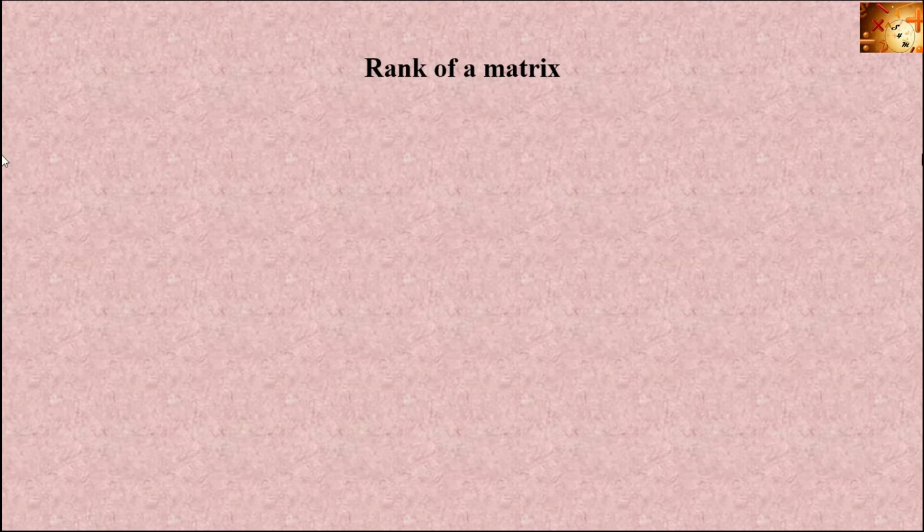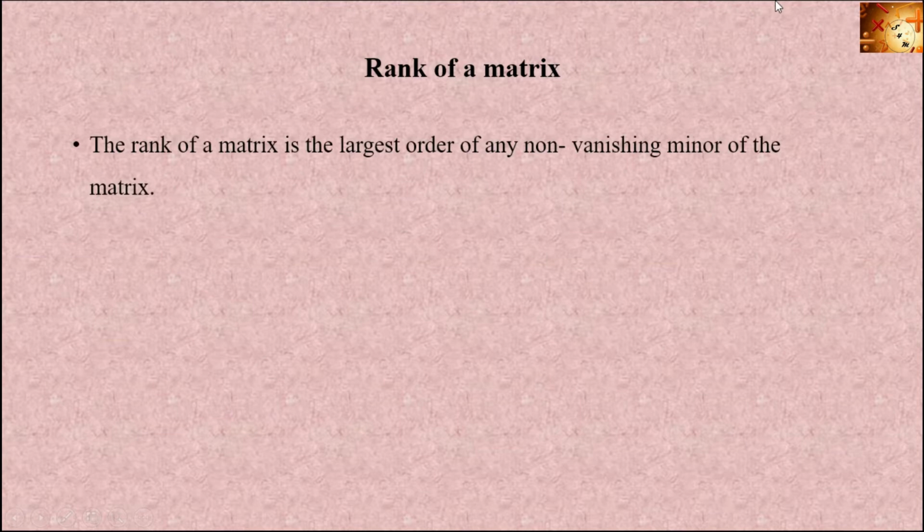First of all, what is the rank of a matrix? The rank of a matrix is the largest order of any non-vanishing minor of the matrix, which means if you are given a matrix 1, 2, 3, 4, this is a 2 by 2 matrix. We want to find the rank of this matrix.